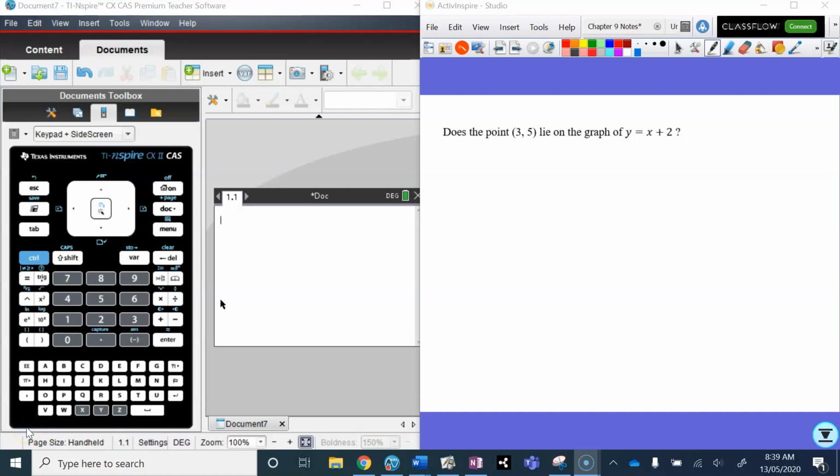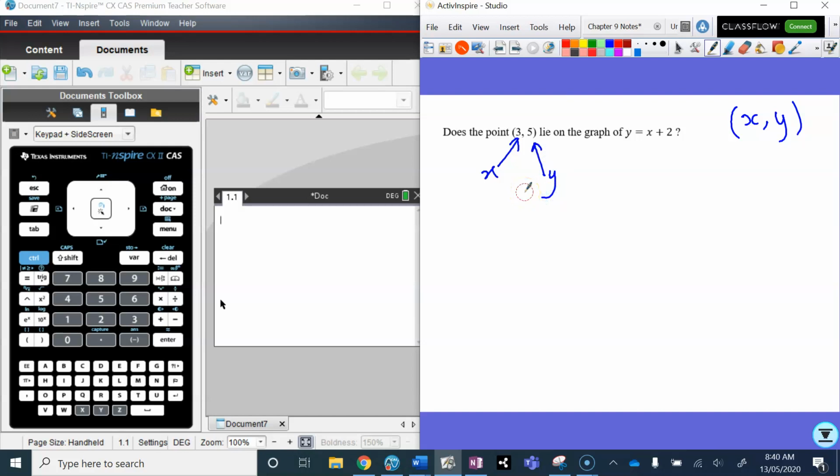In this video we're going to be identifying whether a given coordinate lies on a particular straight line graph. So before we start on the algebra to do that by hand, you do need to remember and refresh your memory that in a coordinate the first number represents an x value and the second number represents a y value. So in this case our x value is 3 and our y value is 5.